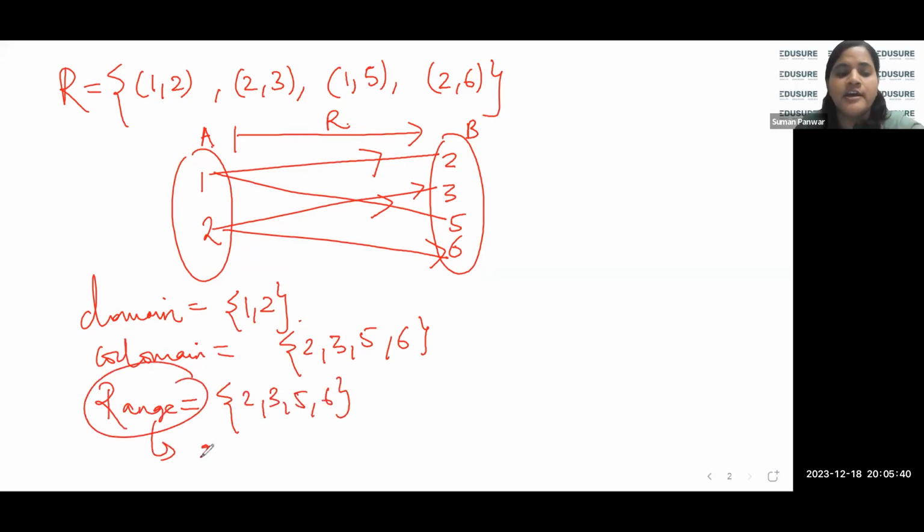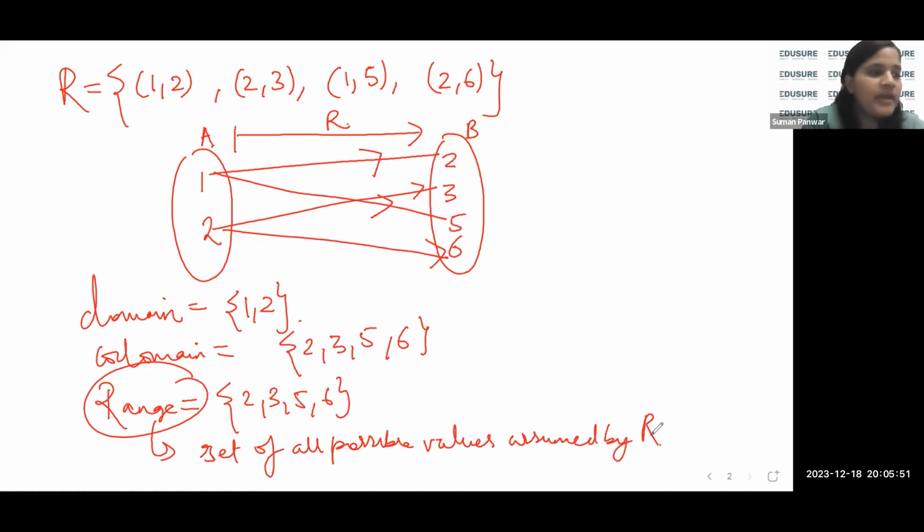What is range? Range is the set of all possible values assumed by R. In the relationship, whatever values the relationship is assuming, those constitute the range. So this is my relation. What you can see in a relation is that one element can go to two images. 1 is going to 2, 1 is going to 5, 2 is going to 3, 2 is going to 6. So one element can have two images.